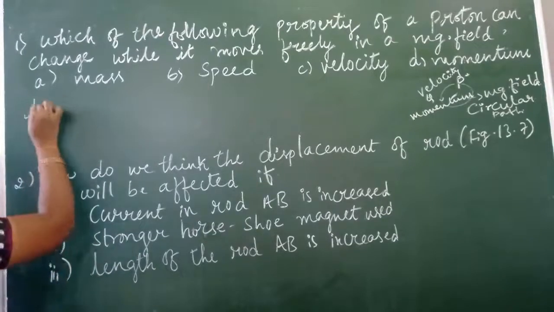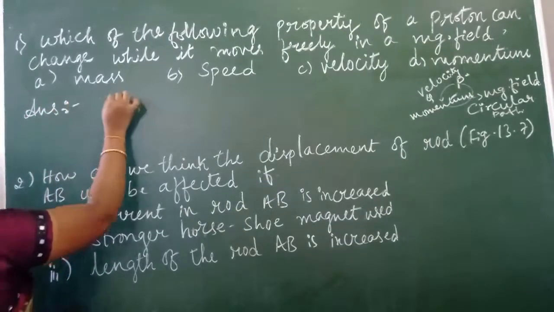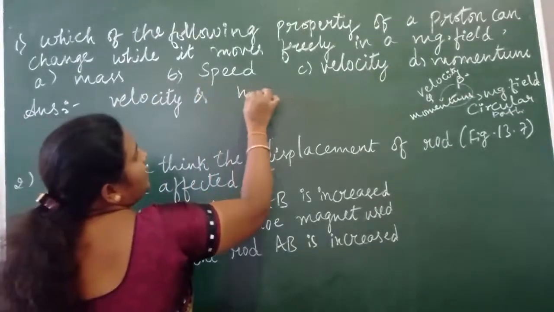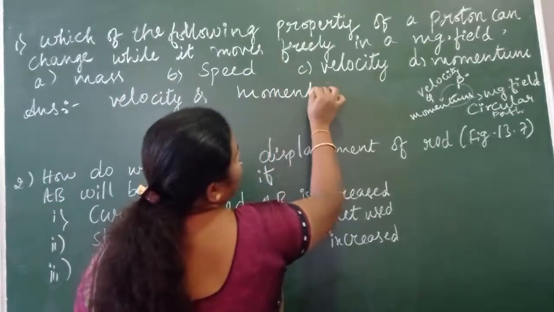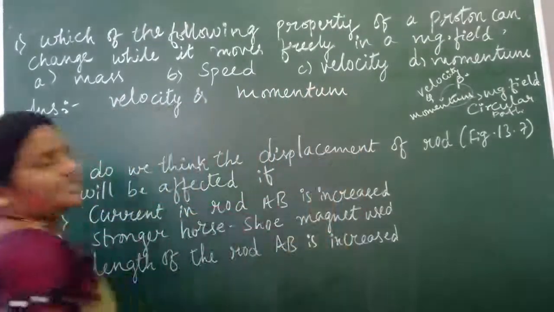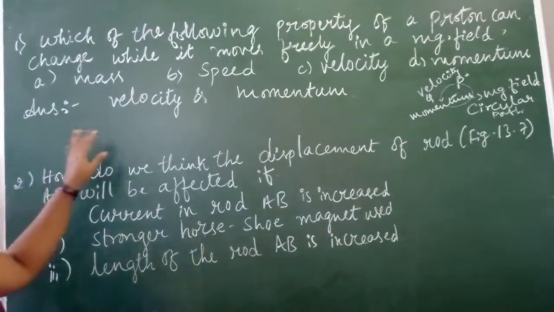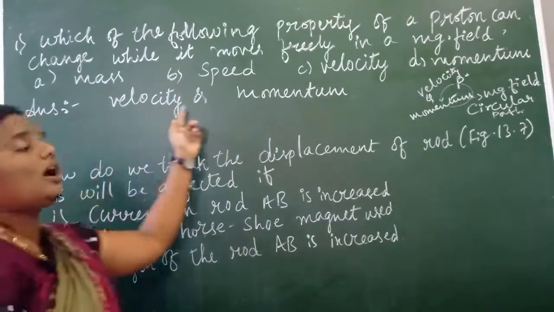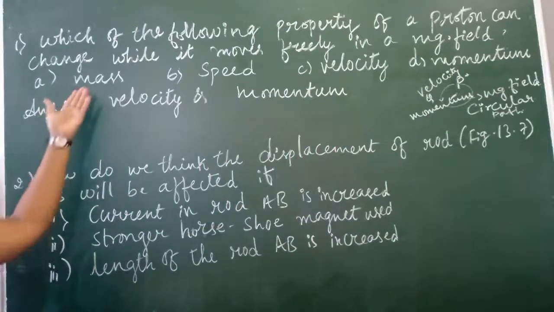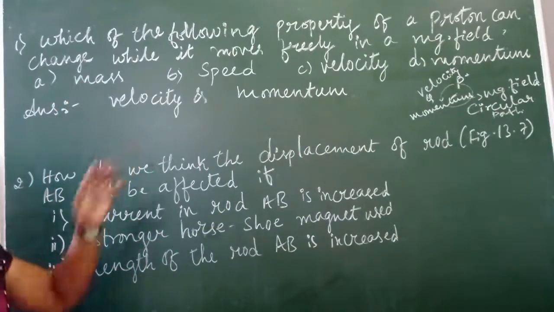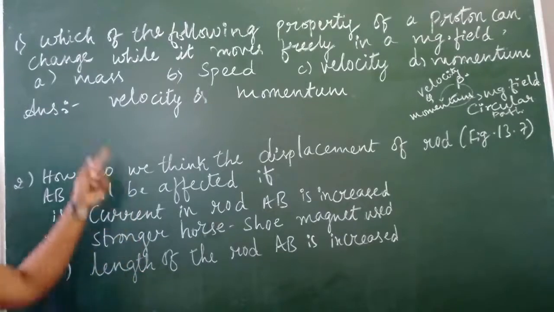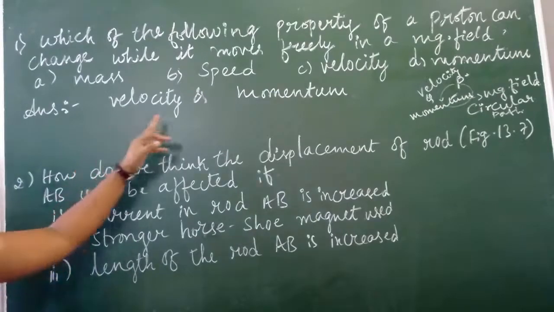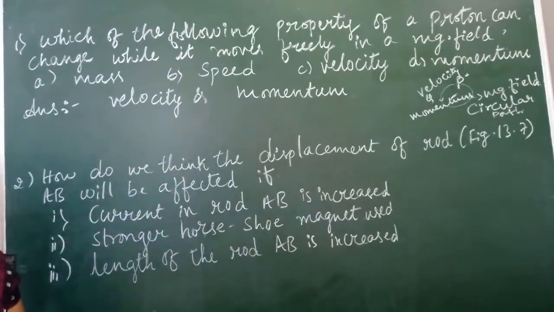We can write now here: velocity and momentum change, isn't it? So we can say that the properties that can change while it moves freely in a magnetic field are velocity and momentum. Because for its mass and speed, there is no effect. When it is moving in a magnetic field, its velocity and momentum will change. So you have to answer both options C and D, velocity and momentum.